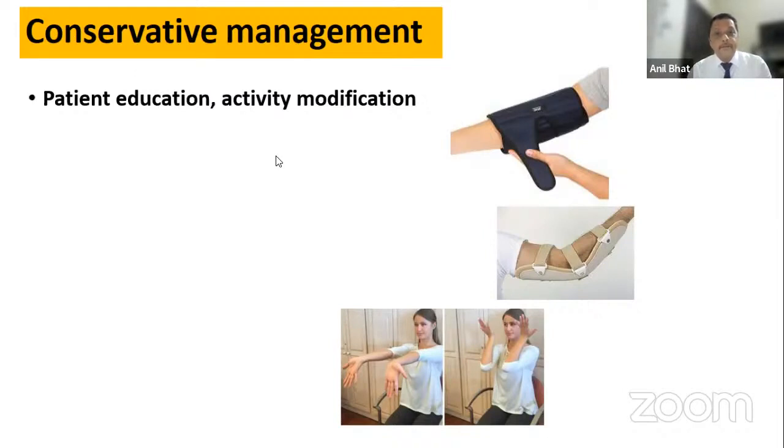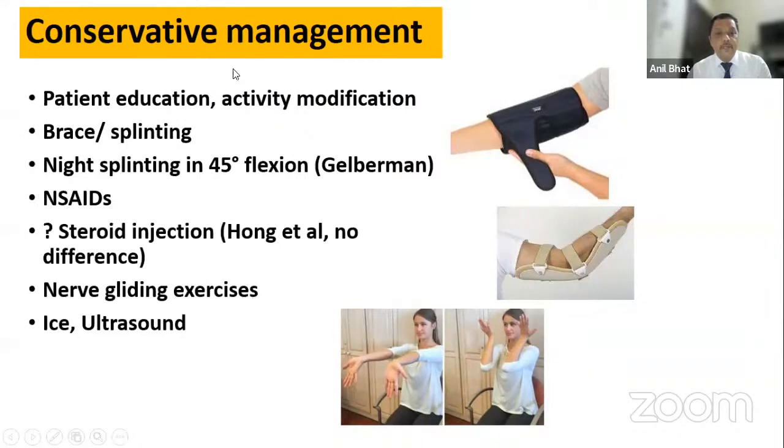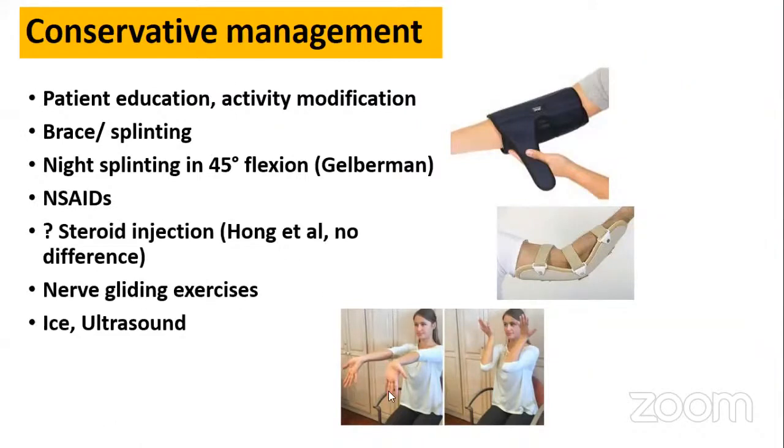And this kind of brace, people use this side splinting at about 45 degrees. So that's what is recommended. NSAIDs, of course, if there is a lot of neuritis kind of component. And steroid injection, sometimes nerve gliding exercises, something like this, so that all these fibrosis and adhesions can reduce. And of course, ultrasound, massage and things like that.